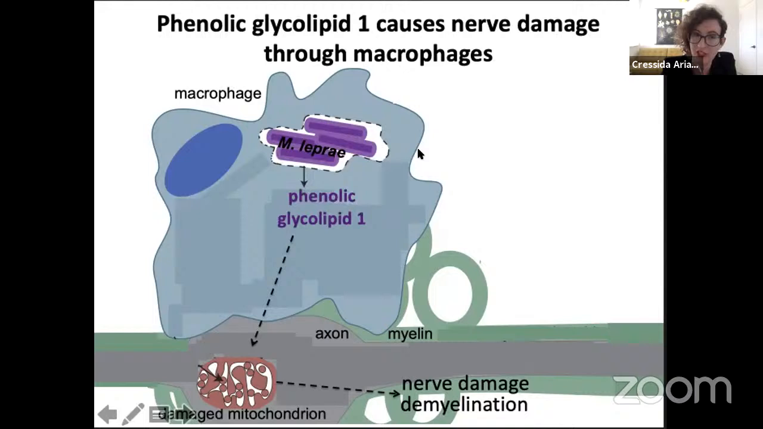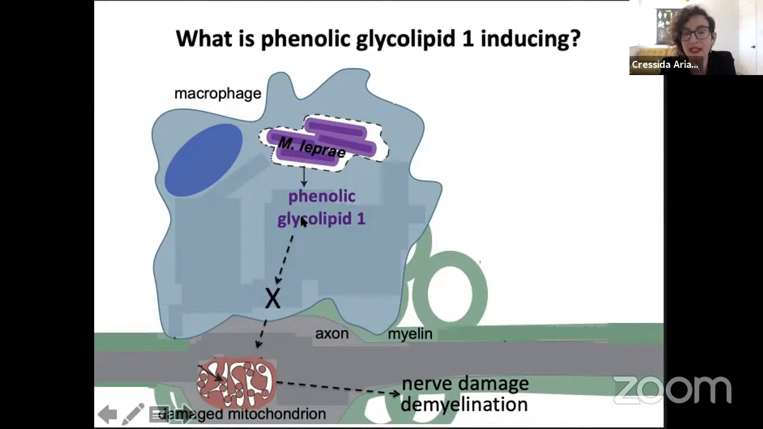leprae. And because we had this finding that there was something important about phenolic glycolipid 1, this suggested to us a model wherein the phenolic glycolipid 1 is inducing some kind of response in the macrophages that causes the macrophages to induce this nerve injury. And this was our model because we knew that the macrophages were required for nerve injury, and we knew that phenolic glycolipid 1 was required. You have to have both of them. So we did try injecting just purified PGL1, and we didn't see any demyelination. So we know that there's a requirement for both PGL1 and the macrophage to cause this demyelination.